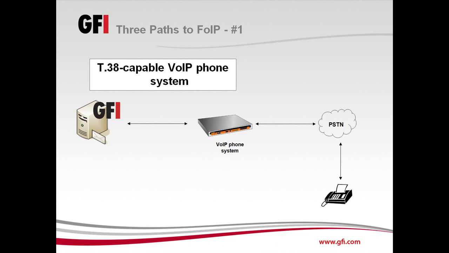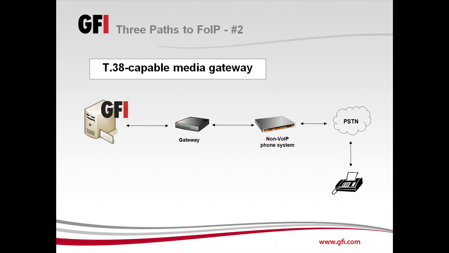Now, if your phone system doesn't support T38, then you can introduce a T38 capable media gateway to perform that conversion. So the connection between the phone system and the gateway is still analog or digital, but then the gateway is converting that analog or digital signal into IP for delivery to the fax server. Note that this setup would also work without the phone system. So if you have just regular phone lines coming in from the phone network, you can also use a gateway to migrate to fax over IP.